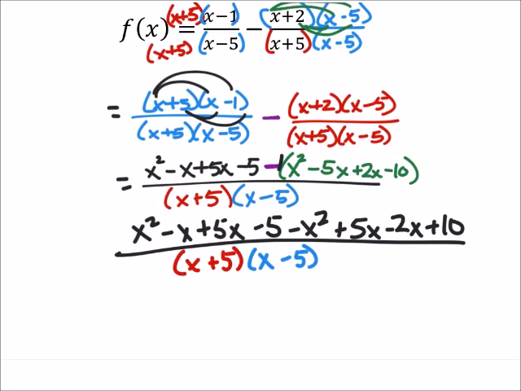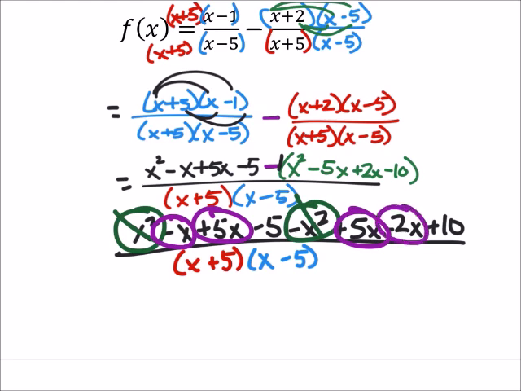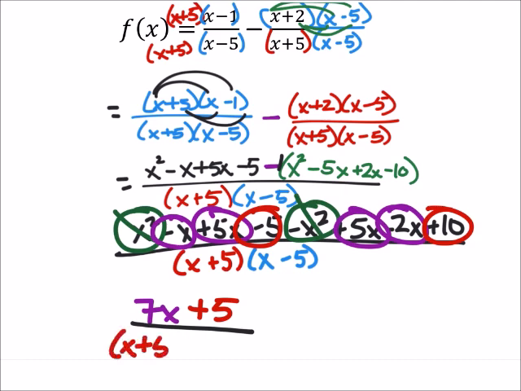All right, now I'm looking to combine like terms. So let's identify those. I've got an x squared, and then I've got a negative x squared. That means they're going to cancel out. On the other hand, I've got a negative x plus 5x. That's 4x, plus 5x is 9x, minus 2x. That gives us a 7x in the numerator. And then here I've got a negative 5 plus 10, which would be plus 5. And all this is over that x plus 5 and the x minus 5.